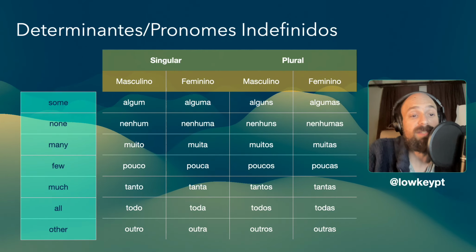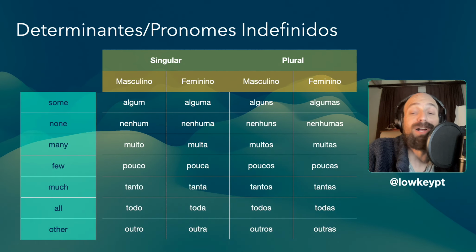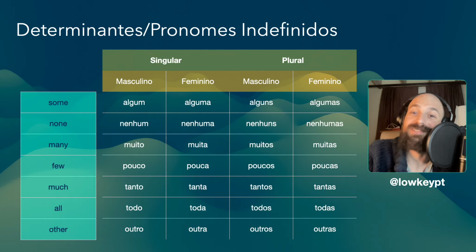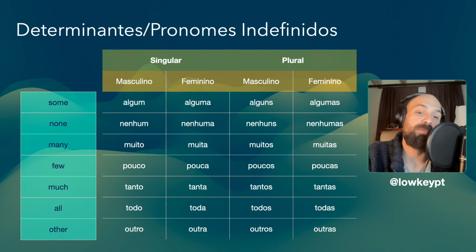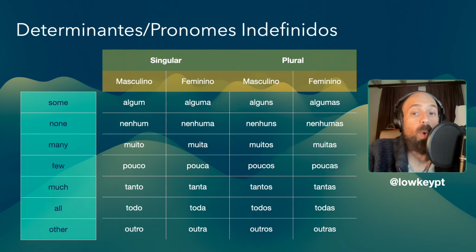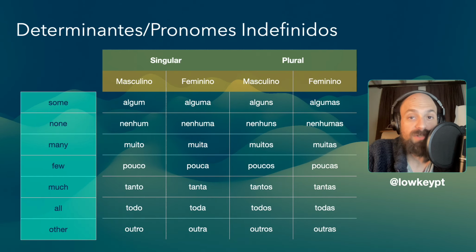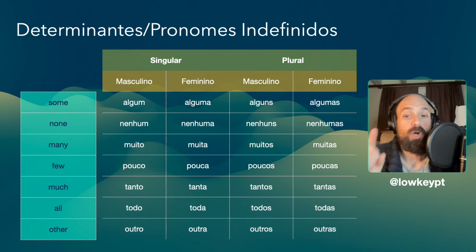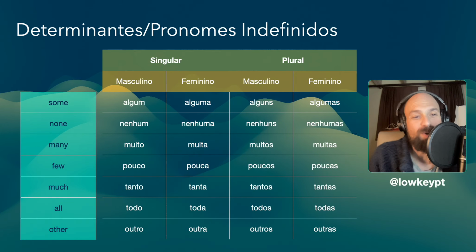And then lastly, in this particular matrix, we're looking at the word for other. And again, we have 4 versions depending on what that other thing is. Masculine, feminine, singular, or plural. We have to make sure that there's agreement. Outro, outra, outros, outras. Mais uma vez. Outro, outra, outros, outras.